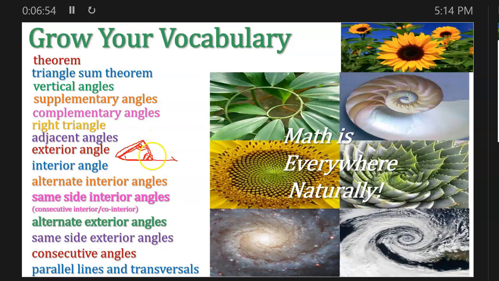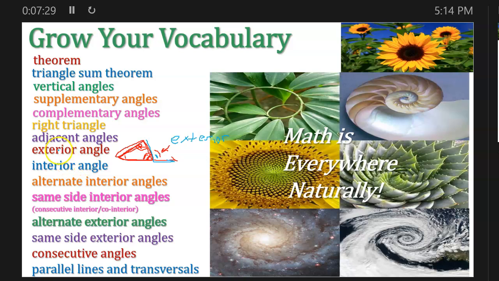But this little angle outside, like this angle right here, I'll change colors so you can kind of see what I'm talking about here. This angle, right there. That's going to be exterior because it's not inside of the triangle. Okay. Now, again, I'm referring to interior and exterior angles as being part of a triangle or outside the triangle.